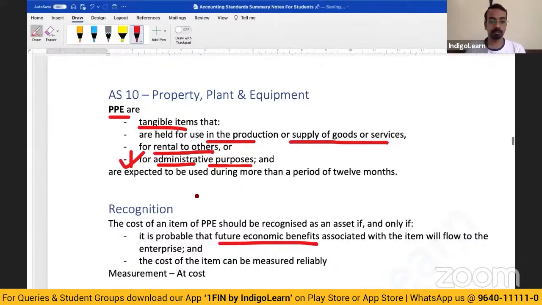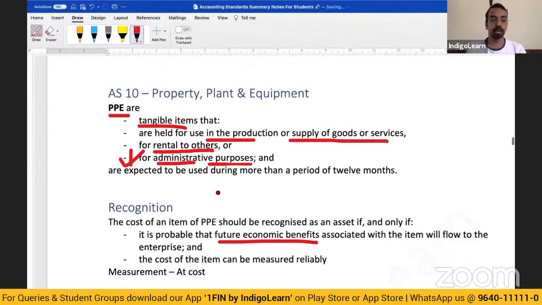Okay. So where were we? For administrative purposes. So these are held for use in production, supply of goods or services, rental and administrative purposes, and are expected to be used during more than a period of 12 months. So the idea is, whenever you are buying these tangible items, you expect that you will use them for more than a period of 12 months, which means if you are buying some tangible item which will be consumed within 3 months or 4 months or 5 months period, then it will not be an item of PPE. You will expense it off in the P&L, right?